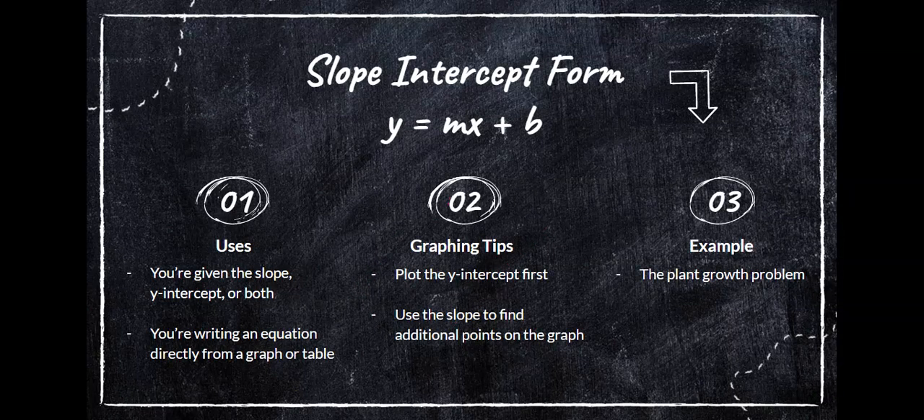For slope-intercept form, you should think about the uses that make the most sense for this form. It makes sense when you're given the slope, the y-intercept, or both. It also makes sense when you're writing an equation directly from a graph or a table. A graphing tip is that when you're given an equation in slope-intercept form, you can go ahead and plot the y-intercept right away. Then you can use the slope to find additional points on the graph. The example from this week that you should think of is the plant growth problem.